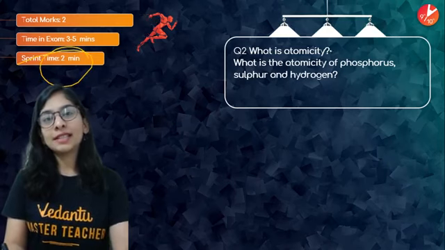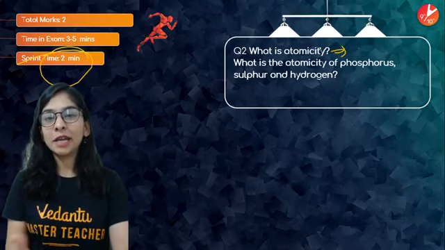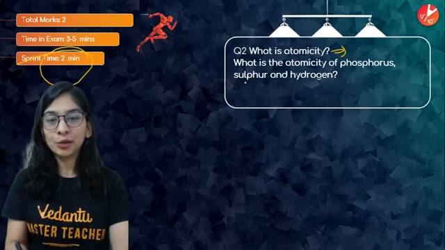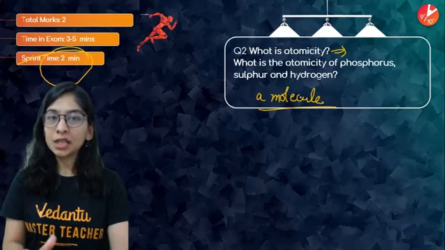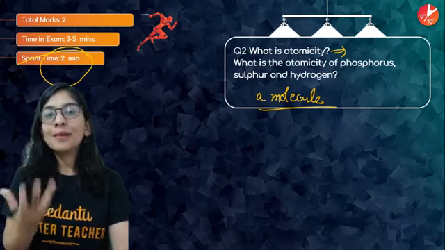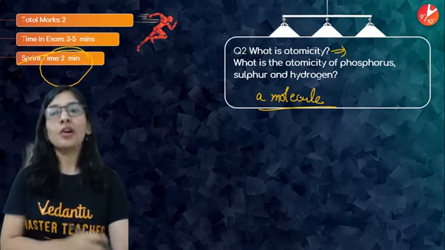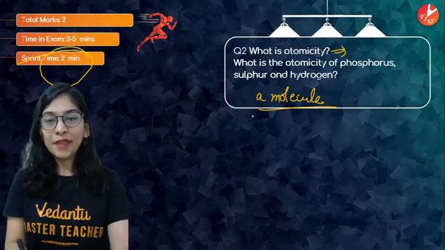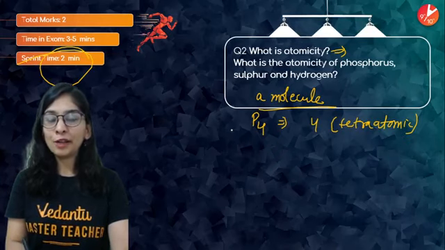What is atomicity? Atomicity itself is giving you a hint, number of atoms, right? But number of atoms in what? A molecule. Whenever you have a molecule, the molecule is made up of certain atoms, right? So those number of atoms constituting a molecule is called its atomicity. So when I talk about the atomicity of phosphorus, that's definitely 4. You can say tetraatomic, okay? 4, because one molecule of phosphorus consists of 4 atoms.